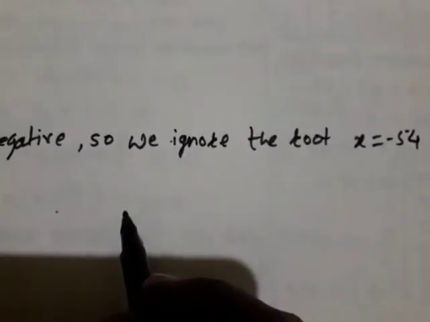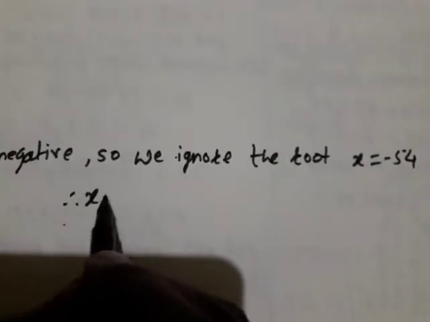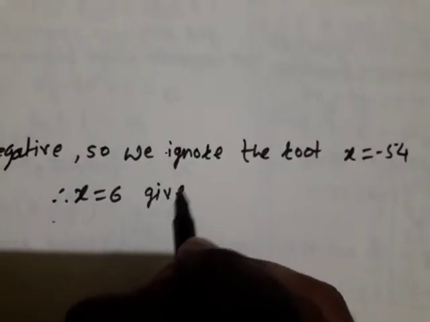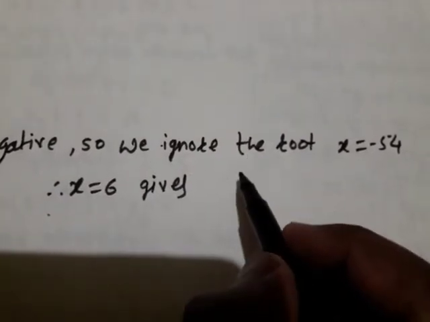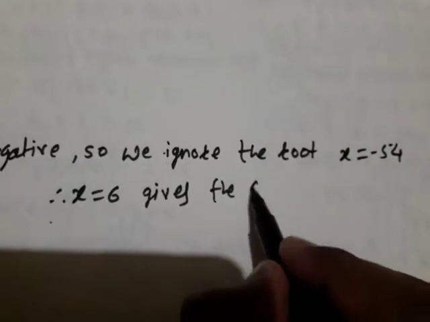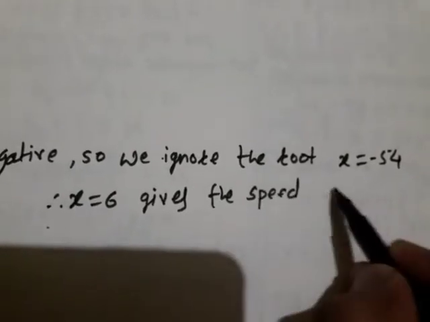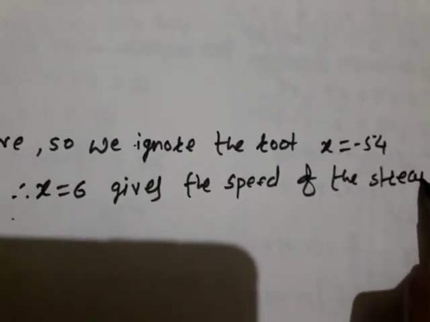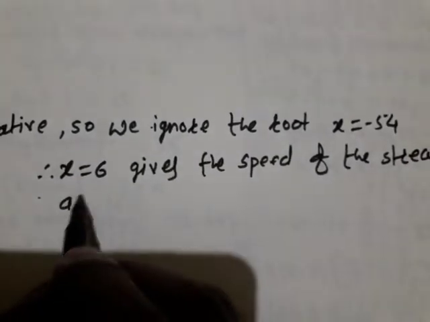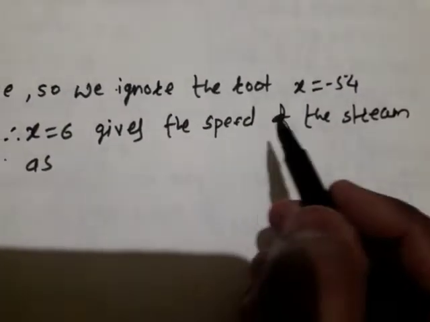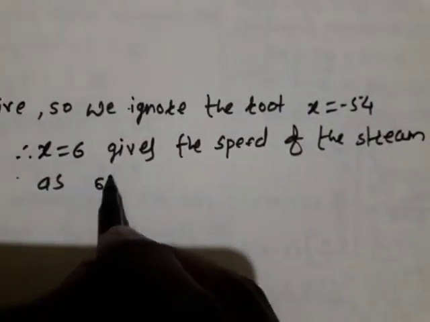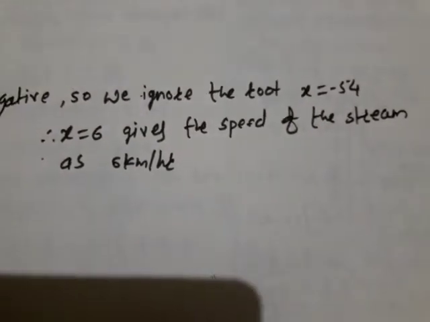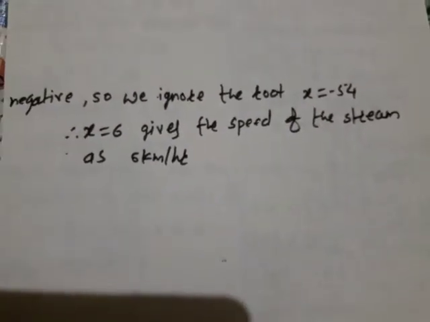Okay, therefore x is equal to 6 gives the speed of the stream as 6 km per hour. Got idea? 6 km per hour.